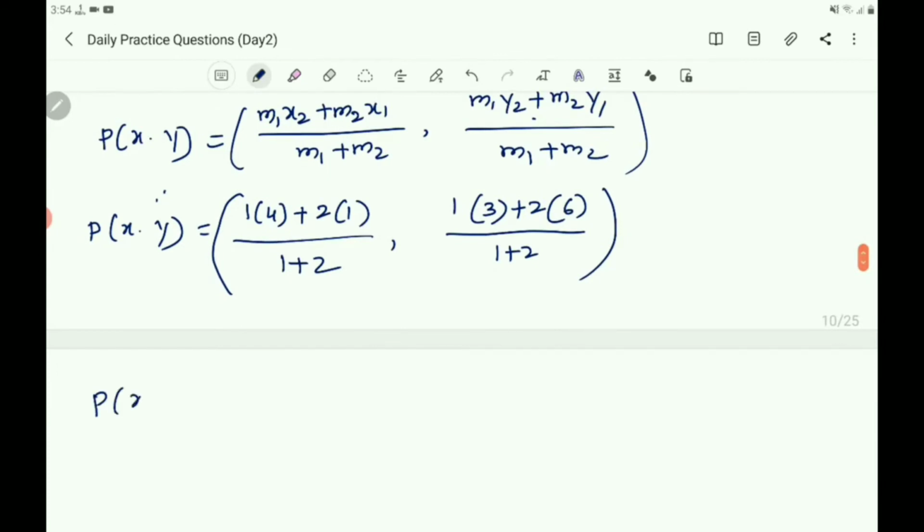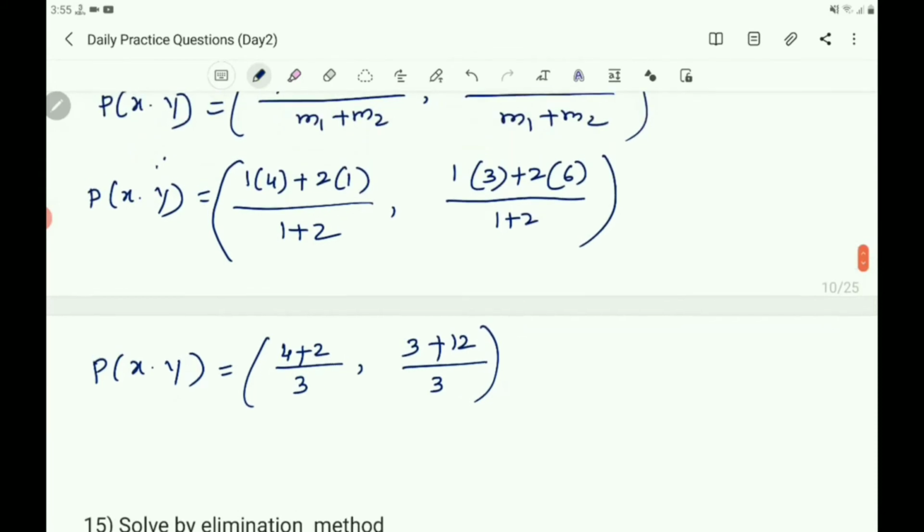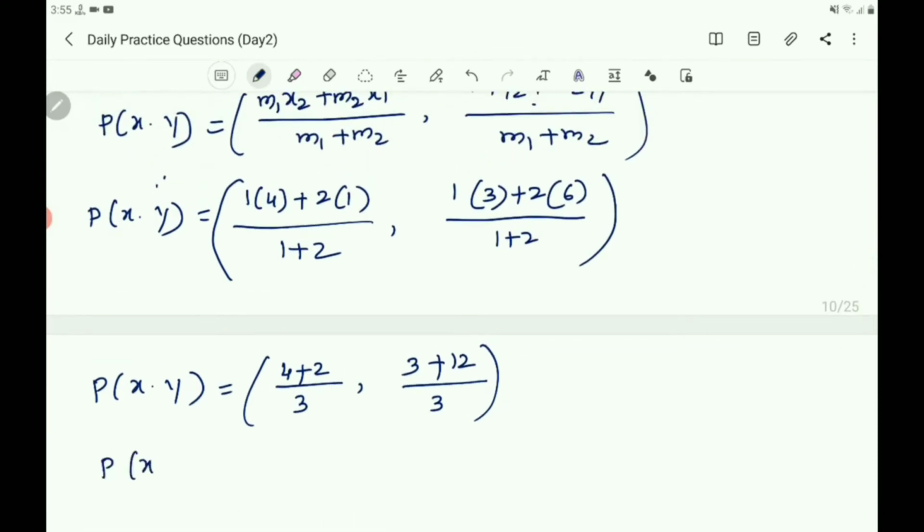Then P of xy equals 1 4s are 4 plus 2 1s are 2 by 1 plus 2, 3. Then 1 3s are 3 plus 2 6s are 12 by 1 plus 2, 3. That is P of xy equals 4 plus 2 is 6 by 3 and 12 plus 3 is 15 by 3, that you will get 3 1s are 3, 2s are 2, 3 1s are 3, 5s are 5.